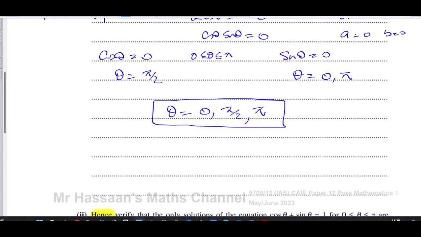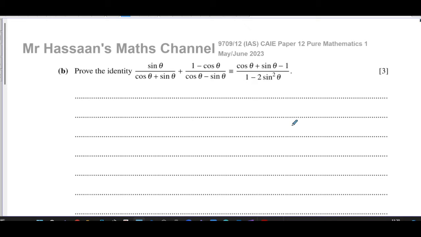Now for part 3, it says prove the identity: sin θ over (cos θ + sin θ) plus (1 minus cos θ) over (cos θ minus sin θ) gives you this expression, (cos θ + sin θ minus 1) over (1 minus 2 sin²θ).